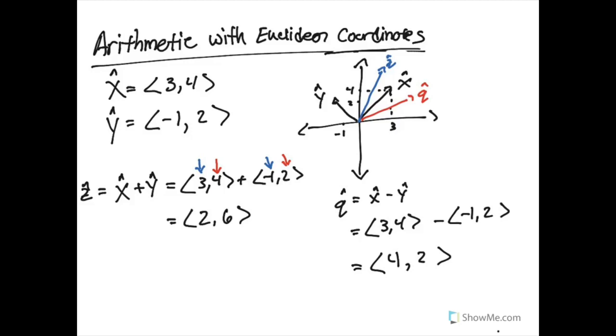So the basic arithmetic operations of addition and subtraction are really easy with a Euclidean coordinate system. But what we're going to see in a second is that we want to be careful when we start to talk about multiplication. Like, what do we exactly mean by this operator? And we'll do that on the next slide.